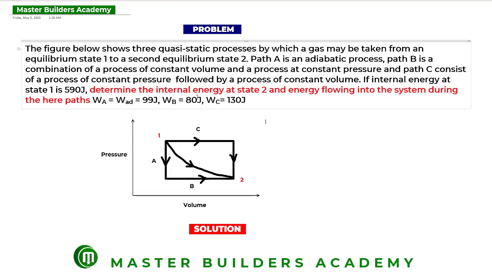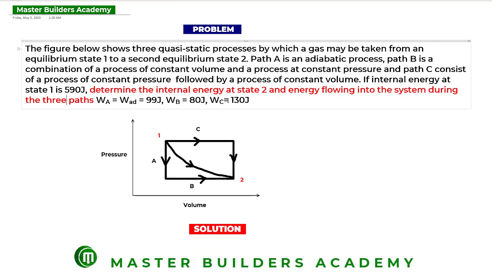Now we are asked to determine the internal energy at state 2 and the internal energy flowing into the system during the 3 parts. We are given that work done at A, the adiabatic process, is equal to 99, work done at process B is 80 joule, and work done at process C is 130. For this question, it is very clear that the work done for each process is given, but the heat for each process and the internal energy are not given.